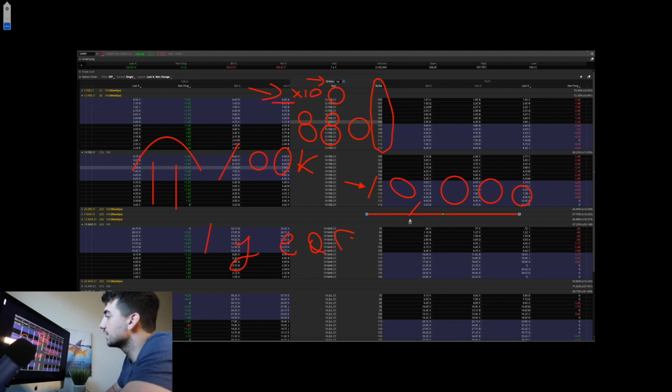So the underlying risk is going to be your premium. And as we spoke before, the premium is how much you pay upfront for the contract, which goes hand in hand with the contract multiplier. So depending on the number you see on the bid and ask, you multiply that by 100, and that's what you're going to be paying upfront.